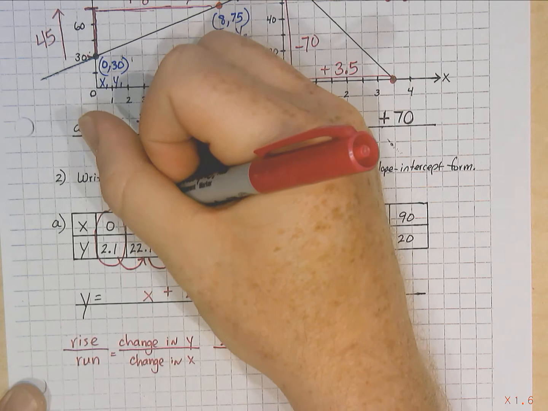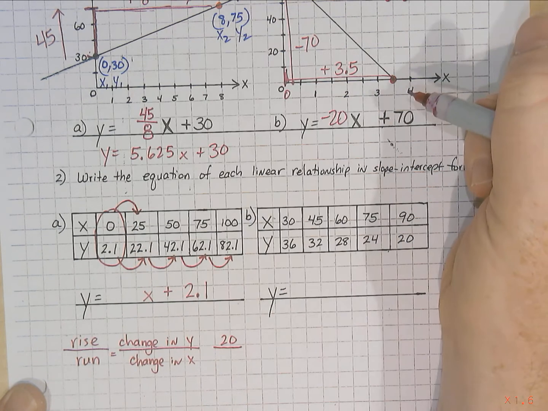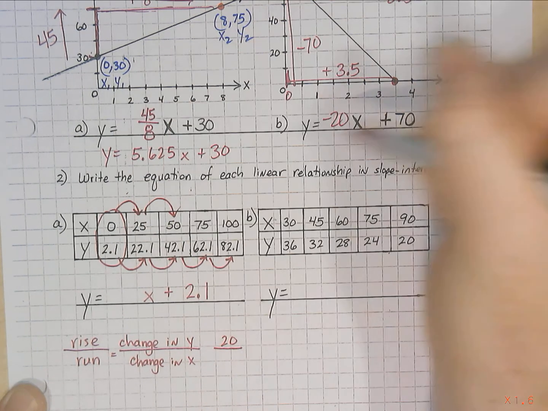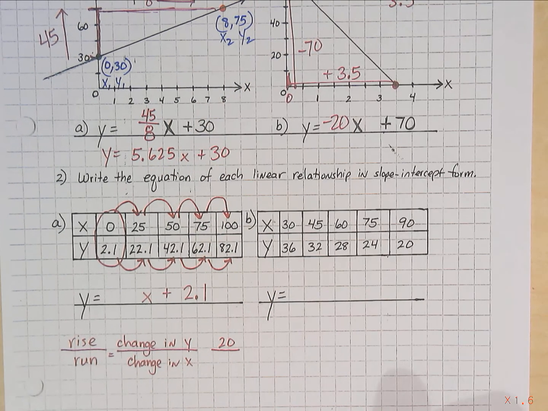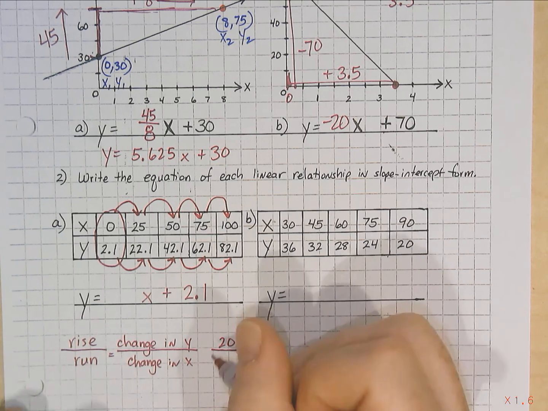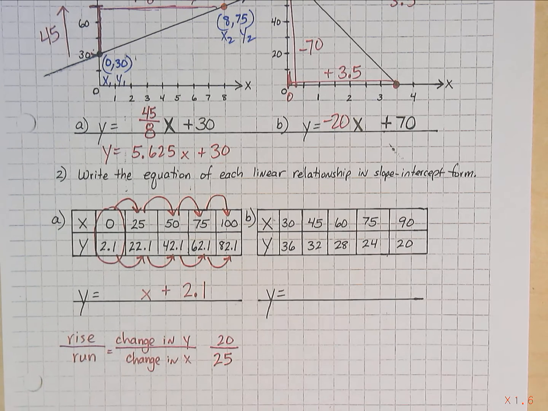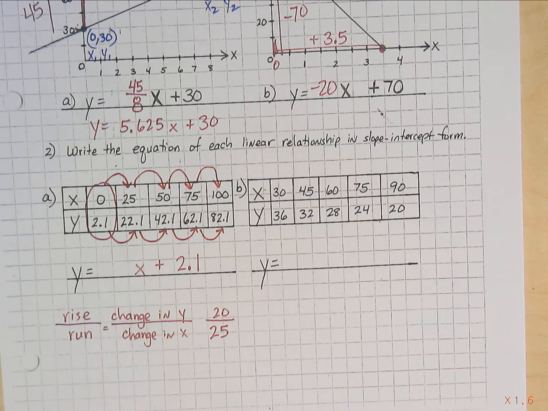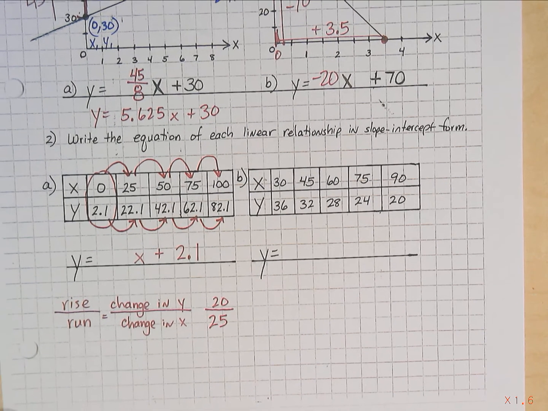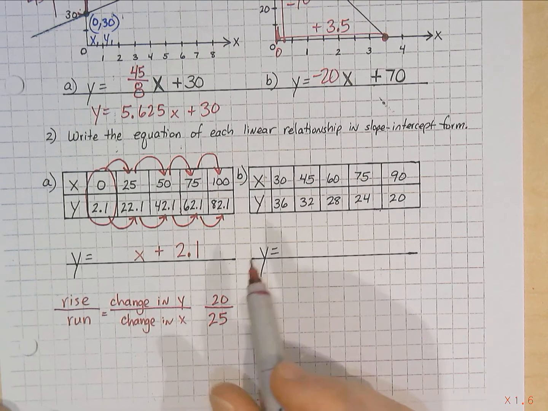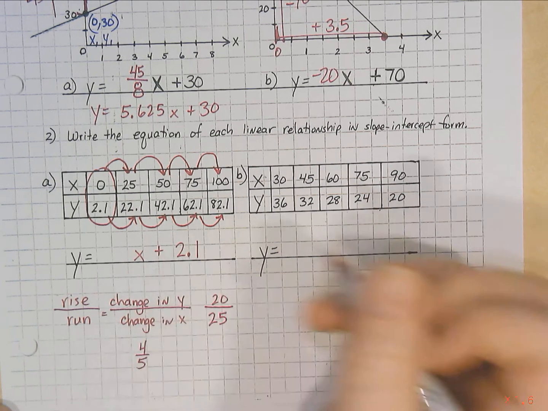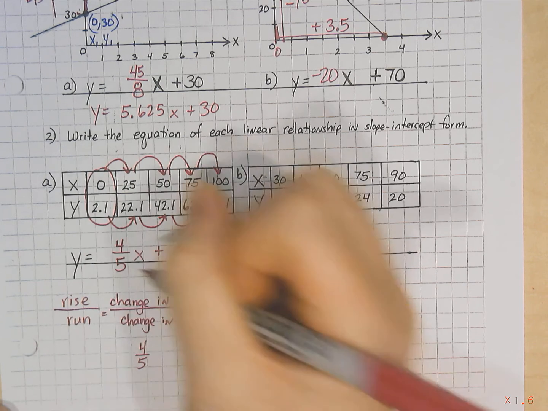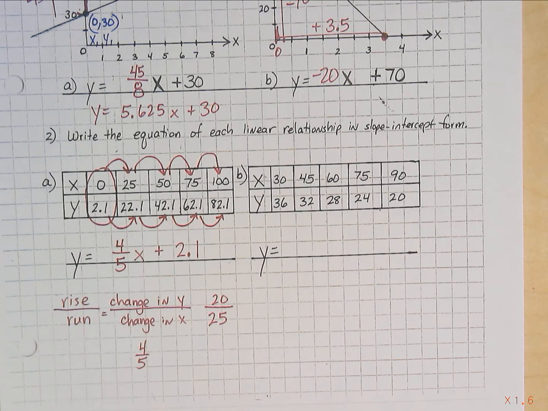Your run, well, this is an increase of 25. This is an increase of 25. This is an increase of 25. So you notice right off the bat, the run, you're increasing by 25 each time. So that's your slope. So if we could put that here for your slope, that'd be fine. Most math teachers prefer it to be in simplest form. So if I divide the top and bottom by 5, I would get 4/5. So 4/5 would be your slope, or 0.8 as a decimal.